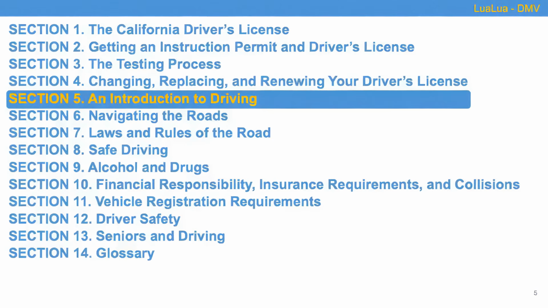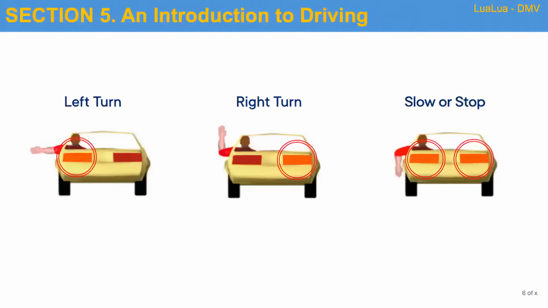Signals, horns, and headlights. Your signals, horn, and headlights are important for communicating with other drivers, pedestrians, and bicyclists. Signaling. Always signal when you turn, change lanes, slow down, or stop. You can signal using your vehicle's signal lights or using hand and arm positions.